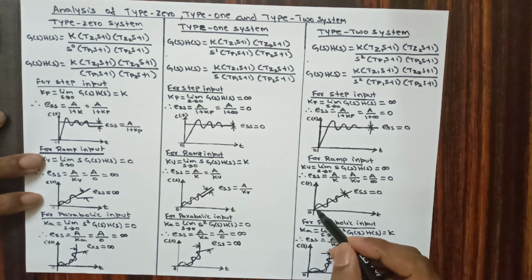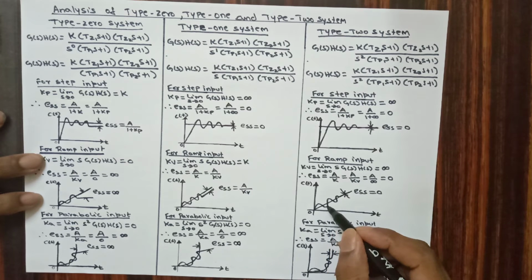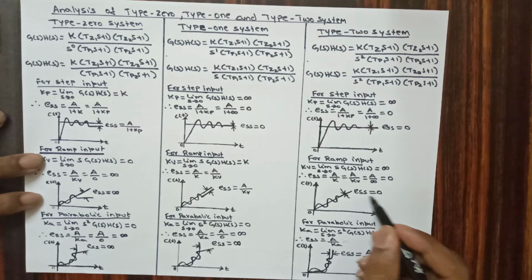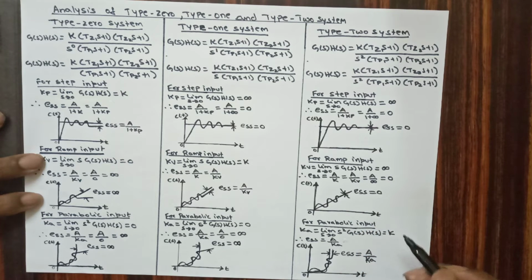You can see that this is the ramp response output signal. After passing through a transient period, it reaches a steady state error, and in this case the steady state error is 0 for a type 2 system.